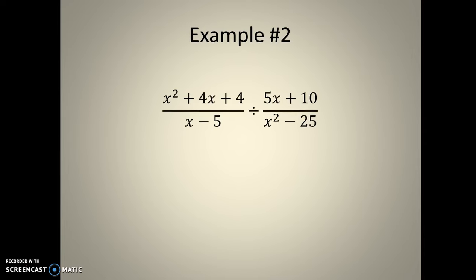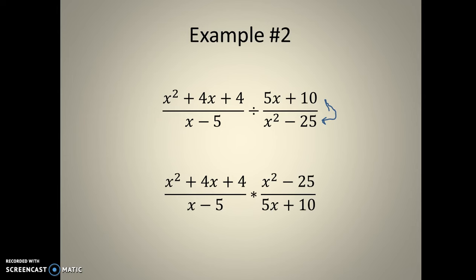And finally, one more example. Trinomial, x squared plus 4x plus 4. Remember how we factor those? Alright, but before I start factoring, the first thing I want to do, because it says division, is I'm going to flip this second fraction. Alright, so there we go, I flipped that.